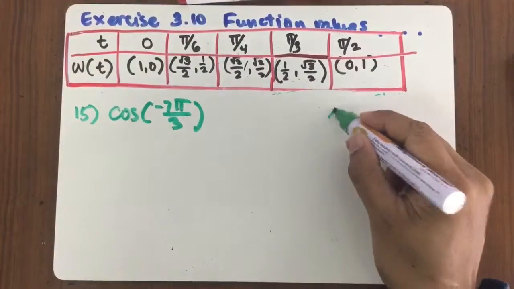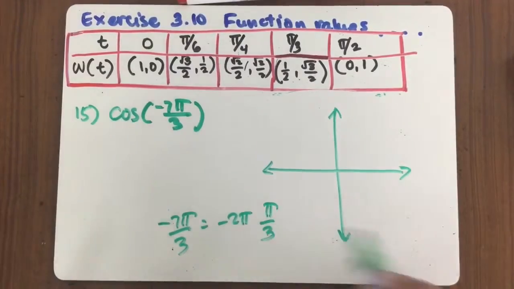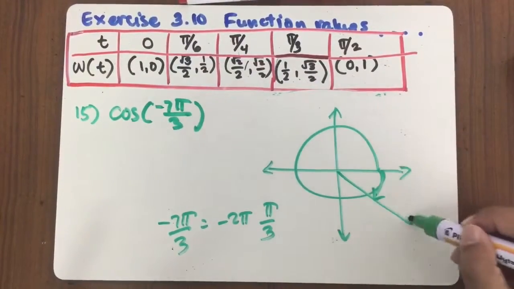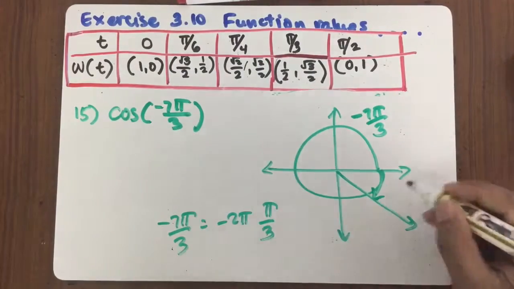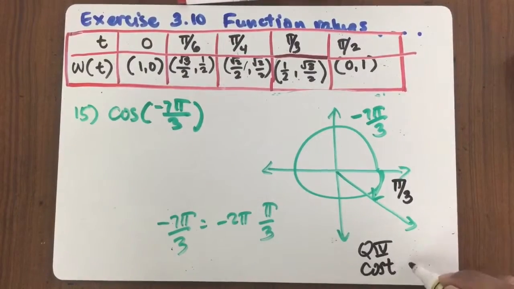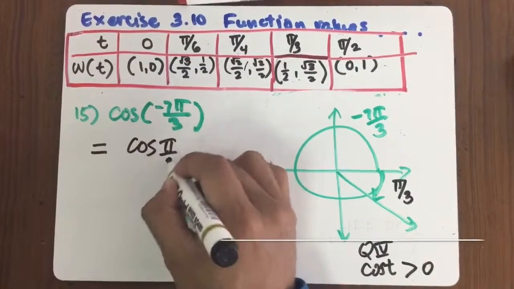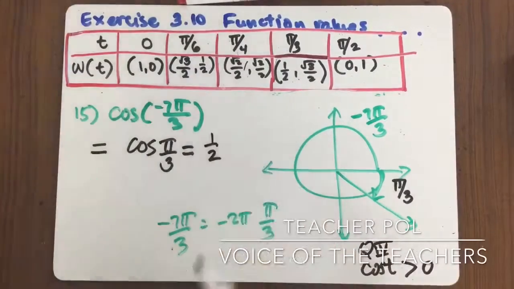How about cosine of negative 7 pi over 3? Negative 7 pi over 3 is the same as negative 2 pi and pi over 3. Our reference angle is pi over 3. Ang quadrant natin is at the fourth quadrant. Positive ang cosine function dito. Okay, so this one is equal to cosine of pi over 3. Okay, let's look at the table. O pag pi over 3, ang x-coordinate ng ating point is 1/2. So cosine of pi over 3 is equal to 1/2.